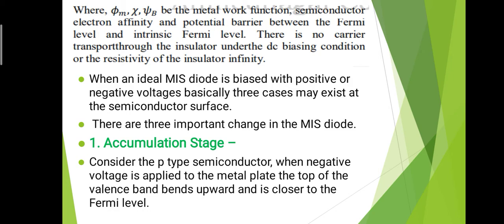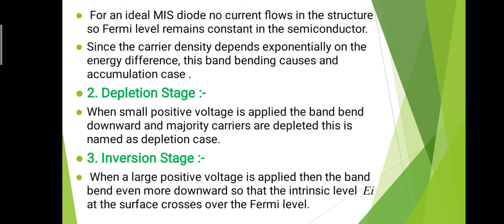In a p-type semiconductor, the Fermi level lies towards the valence band. So when the valence band moves in an upward direction, it gets closer to the Fermi level. This is the situation when we apply negative voltage to the metal plate. For an ideal MIS diode, no current flows in the structure, so the Fermi level remains constant in the semiconductor.